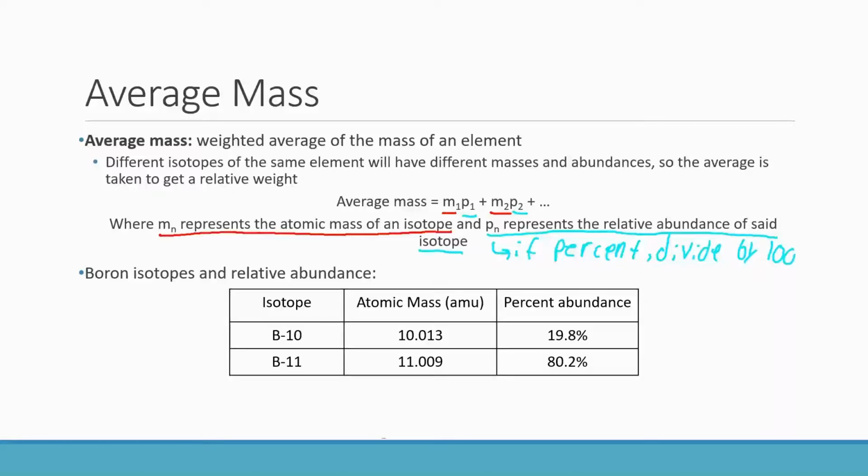Just as a quick check, you can make sure the abundances are correct. If you were to add up 19.8% and 80.2%, you would see that you have 100%. So these abundances are in fact correct.